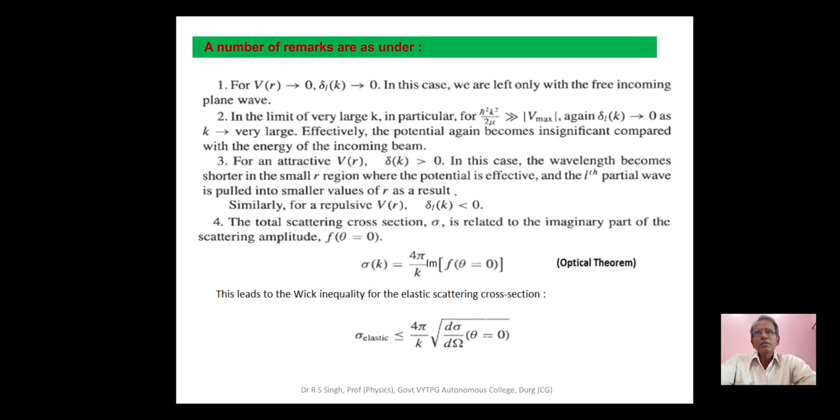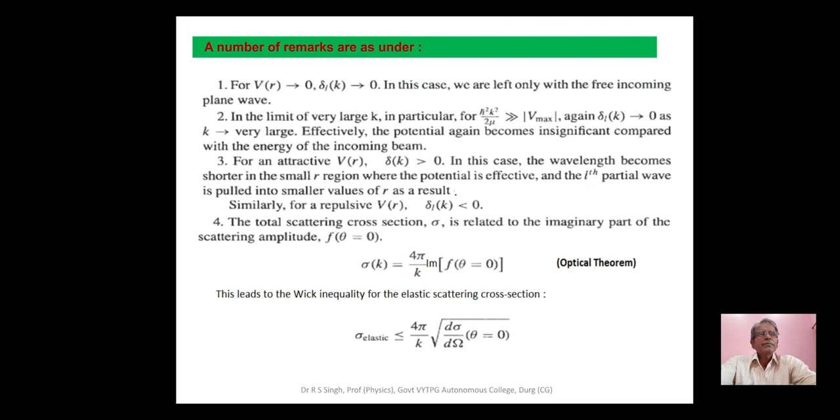This slide shows a number of remarks. First, for V tending to 0, the phase shift delta_l(k) tends to 0. In this case, we are left only with the free incoming plane wave. In the limit of very large k, in particular for h-bar squared k squared upon 2m much greater than mod V max, the potential again becomes insignificant compared with the energy of the incoming wave.